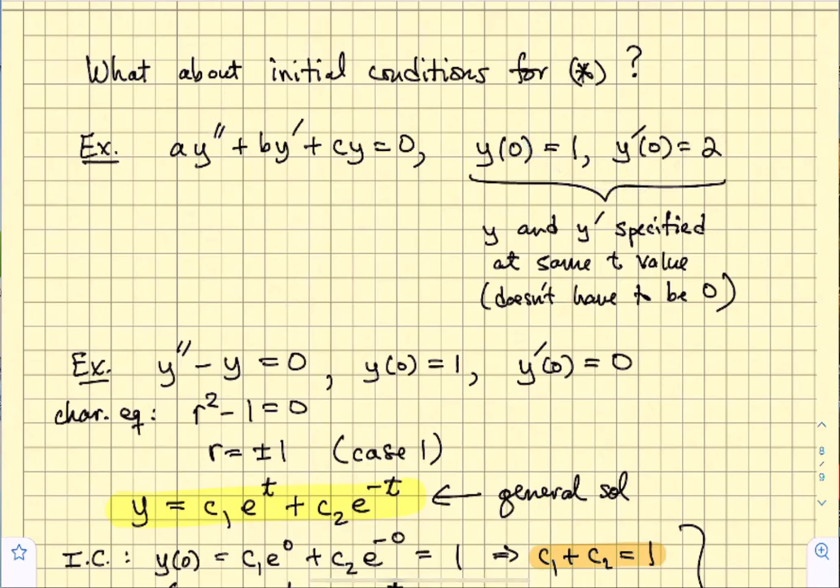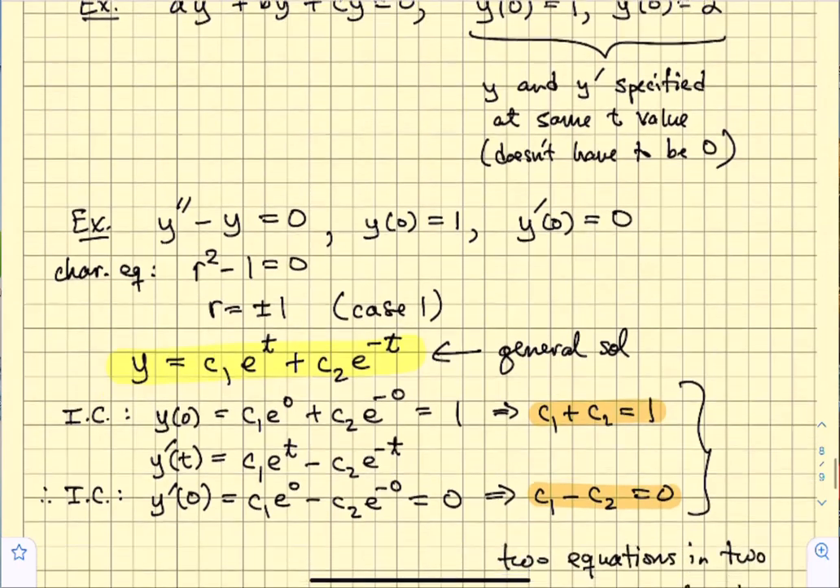It turns out that for a second order differential equation, you're going to need 2 initial conditions, so 2 pieces of information specified at the same t-value. Normally you're given y at 0 and y prime at 0, but they could be given at another value of t. So they're just values for y and y prime specified at the same t-value. It doesn't have to be 0, but it commonly is. So you could think of this in terms of physics. If y is position, then this would be initial position. This would be initial velocity.